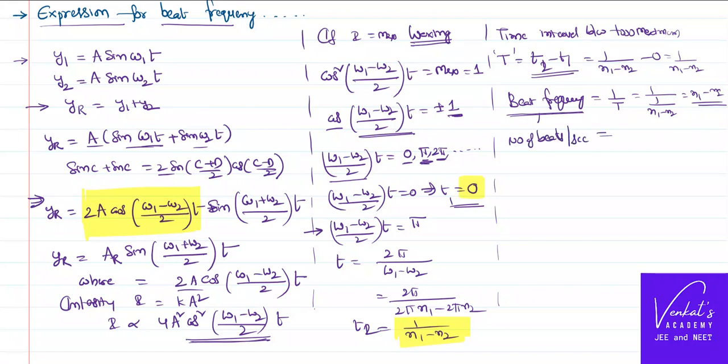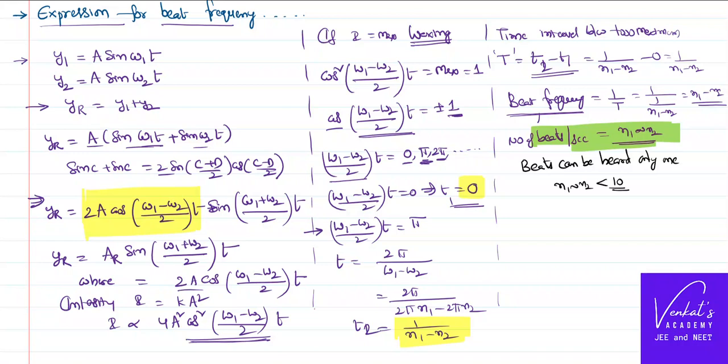I have found that the number of beats per second is n1 minus n2. But be careful, this n1 minus n2 has to be small, it shall not be large, because if the difference between them is more than 10, be careful that beats can be heard only when n1 minus n2 is less than 10, or at the maximum 10.